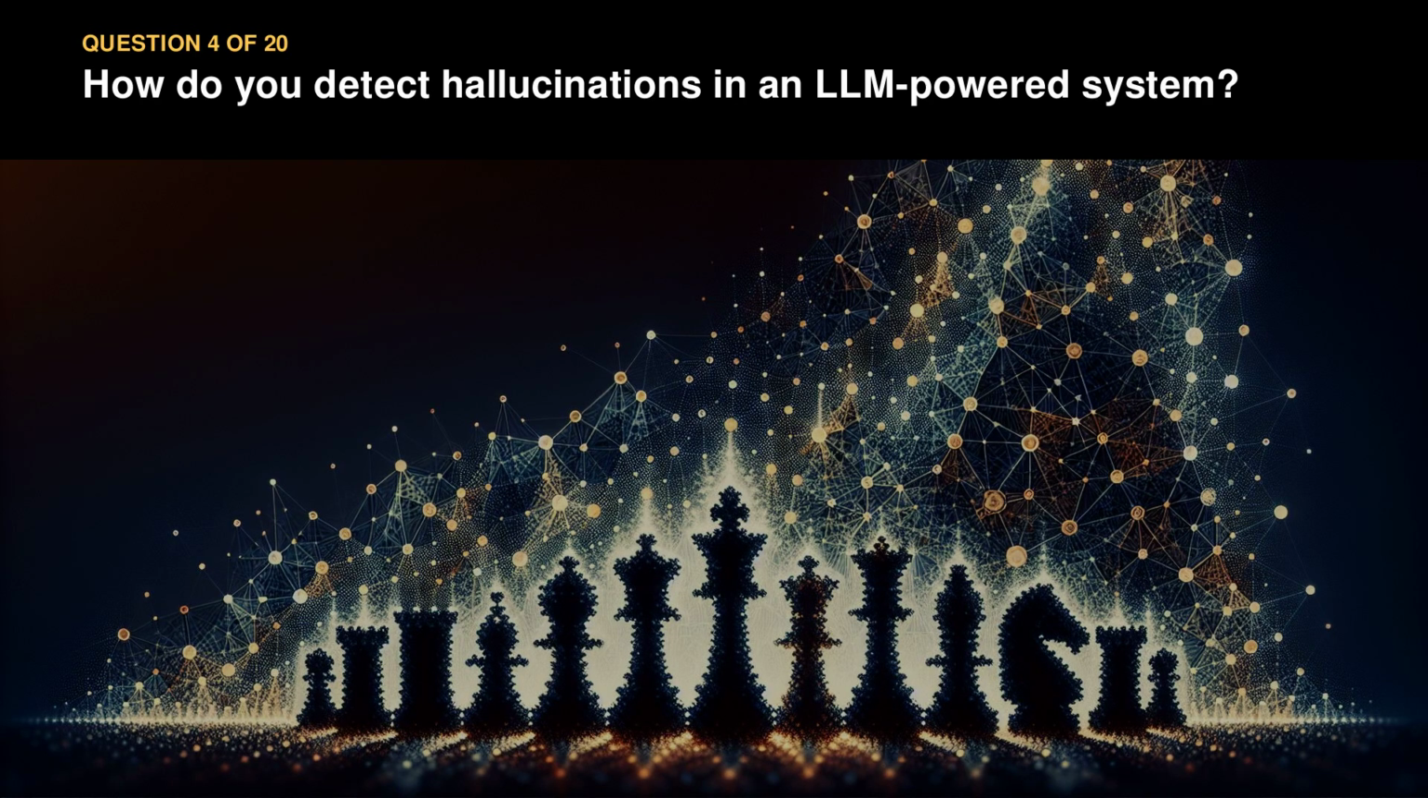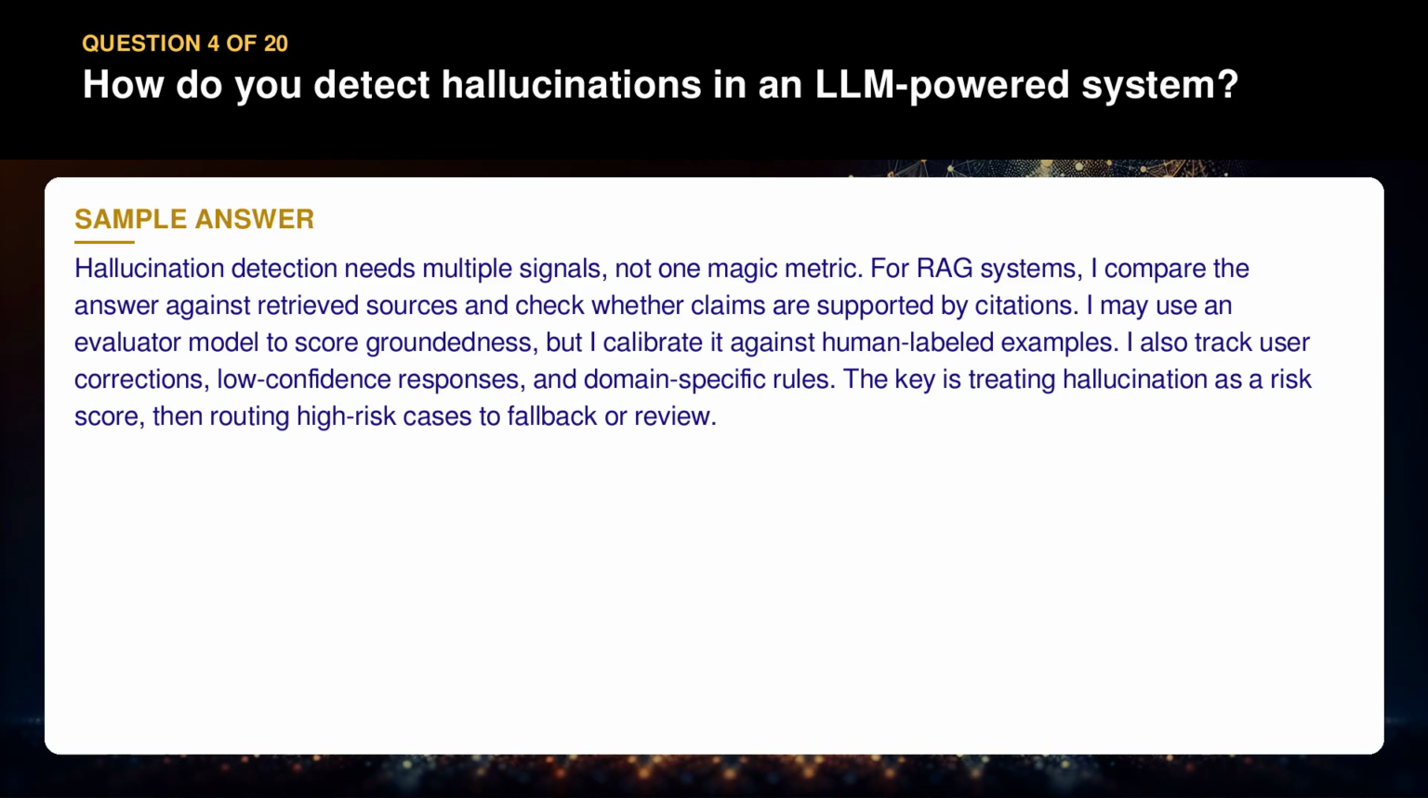Question 4. How do you detect hallucinations in an LLM-powered system? Hallucination detection needs multiple signals, not one magic metric. For RAG systems, I compare the answer against retrieved sources and check whether claims are supported by citations. I may use an evaluator model to score groundedness, but I calibrate it against human-labeled examples. I also track user corrections, low-confidence responses, and domain-specific rules. The key is treating hallucination as a risk score, then routing high-risk cases to fallback or review.